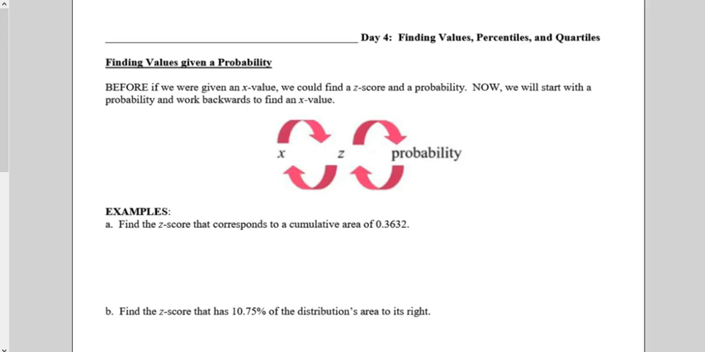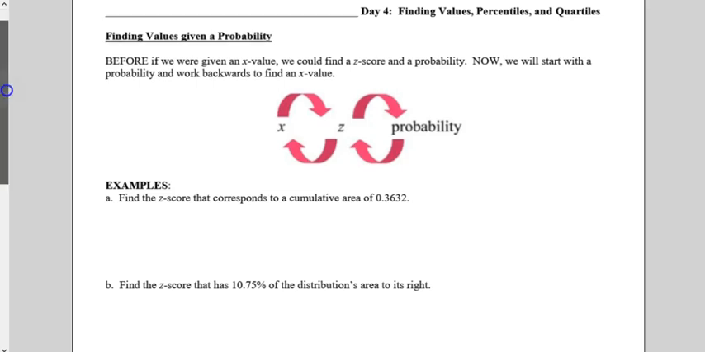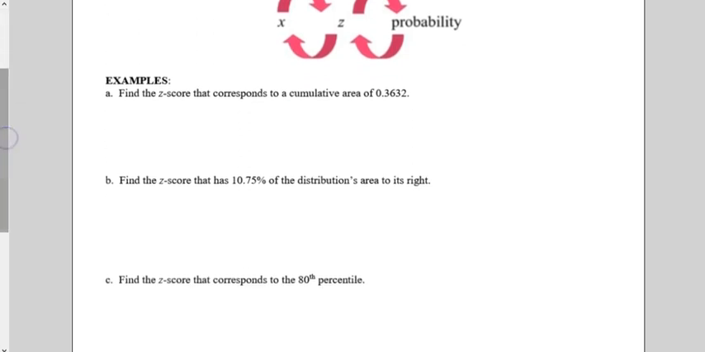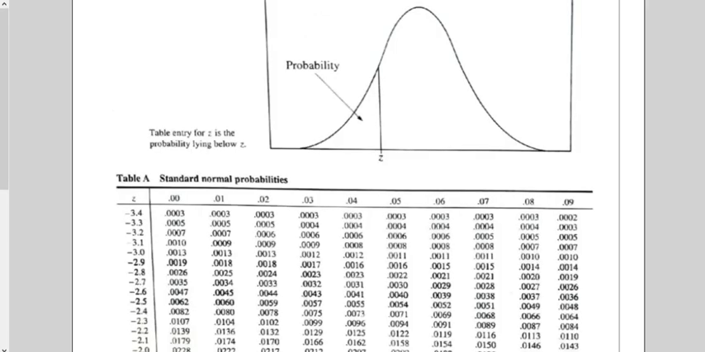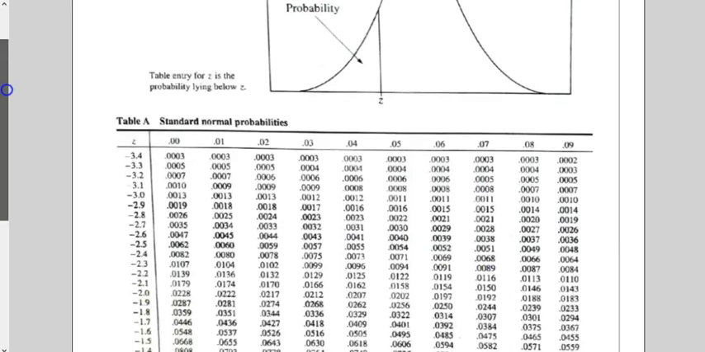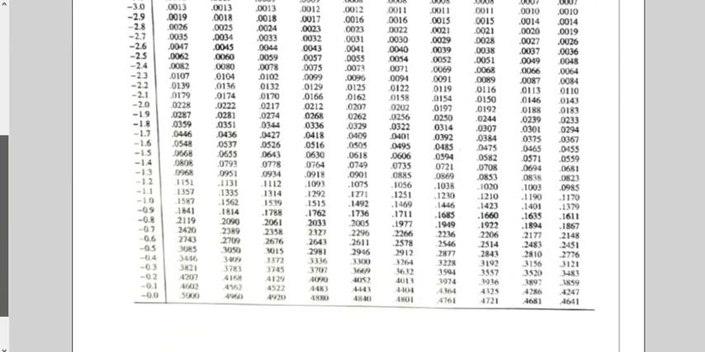All right, so prior to this, we could find a z-score and a probability given an x value. Now we're going to start to learn how to go backwards. What we're going to do is look up the probability and find the z-score that corresponds to this number, 0.3632. Now, I'm not going to do all of these this way, but just to remind you, we're going to look at our chart for 0.3632.